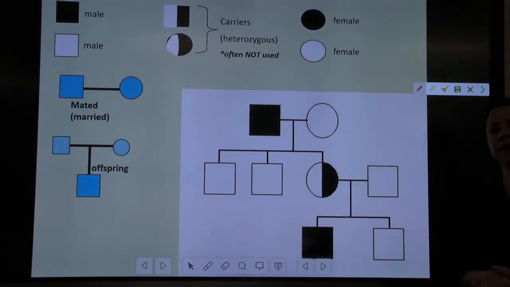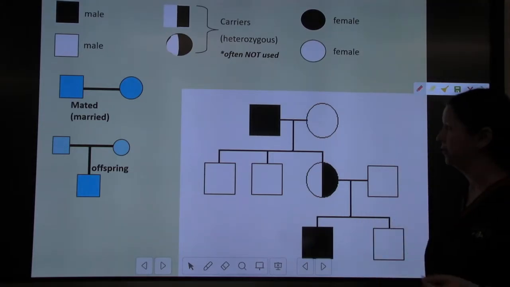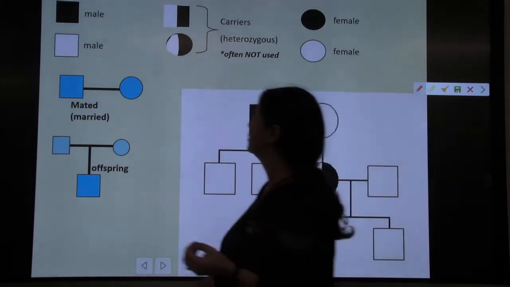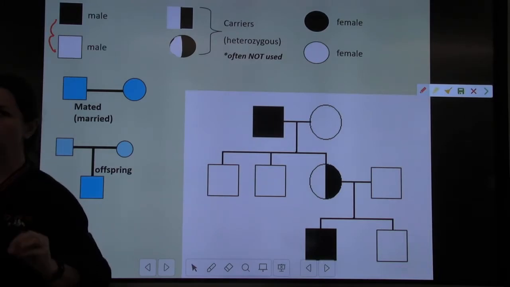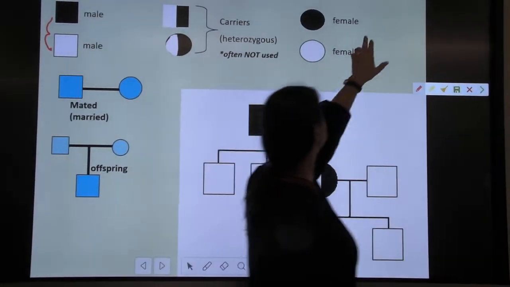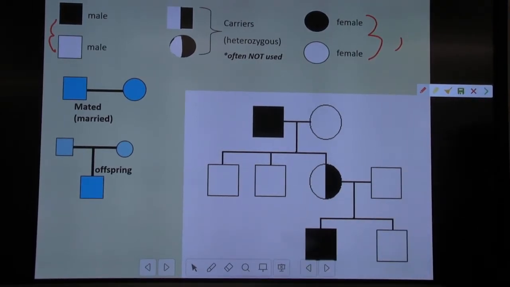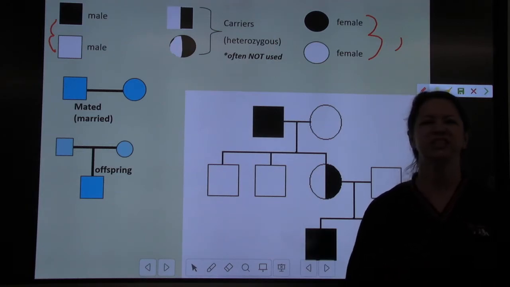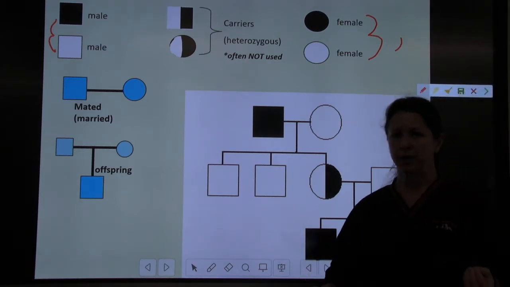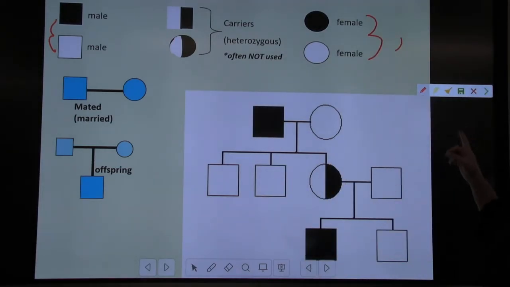So a couple of things are true when you are looking at pedigrees, okay, no matter what. Squares, no matter if they're black or white, it doesn't matter. Squares represent male. Circles represent females. Always. Dogs, cats, birds, horses, mice, doesn't matter. Squares are for male, circles are for female.